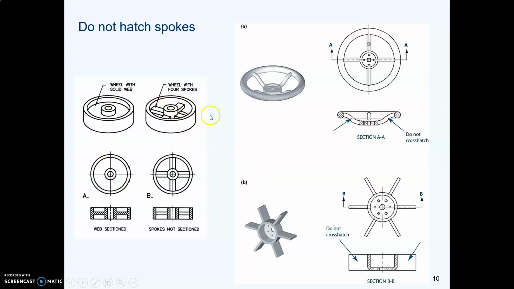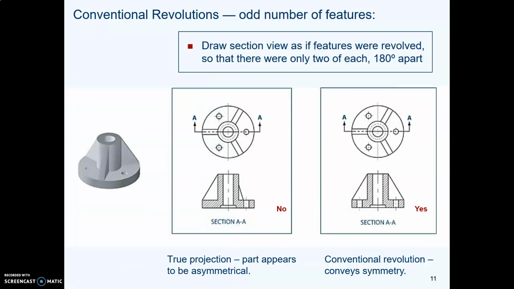Here on the left is an example of the difference between a solid web and a thing with spokes. So if it's a wheel or a pulley or something with spokes, ASME says do not hatch them. If it's a wheel or a pulley with a solid web inside, ASME says do hatch that, and that communicates to your reader that you are talking about a solid web and not just some spokes.